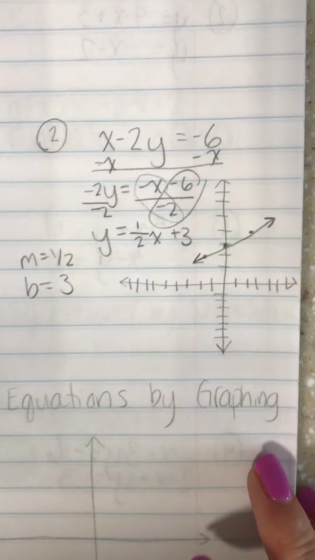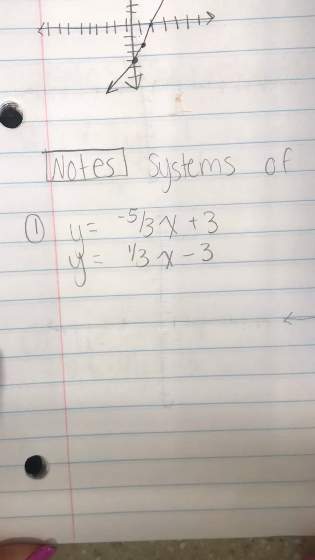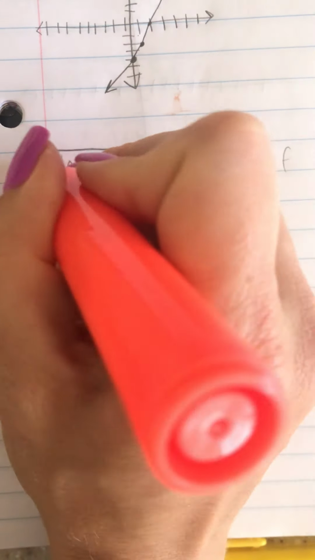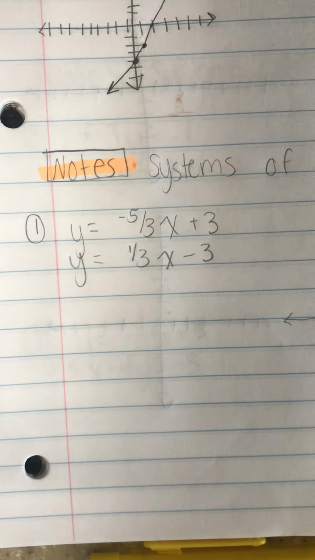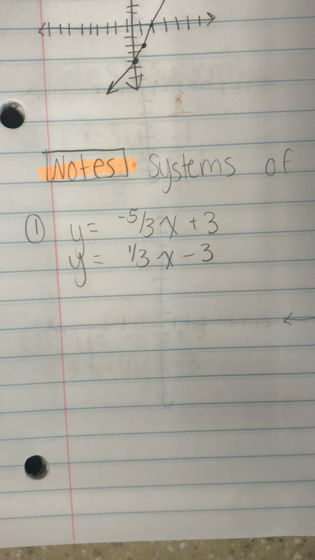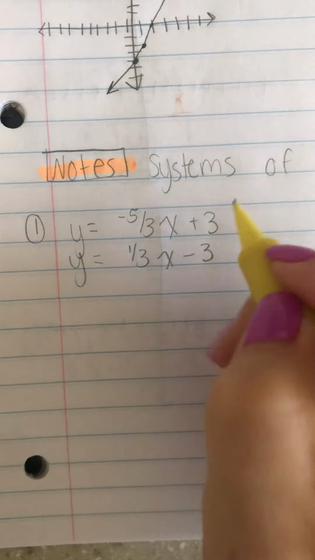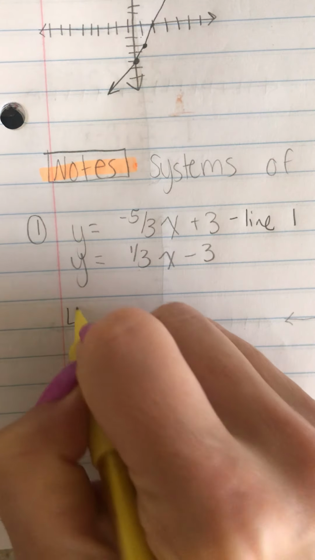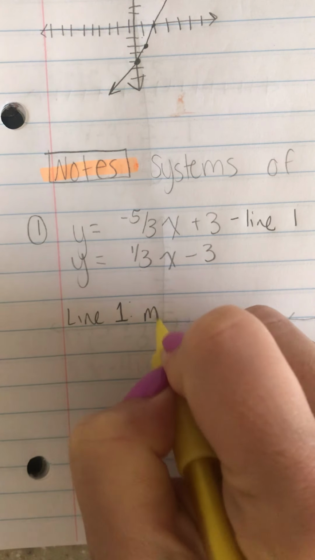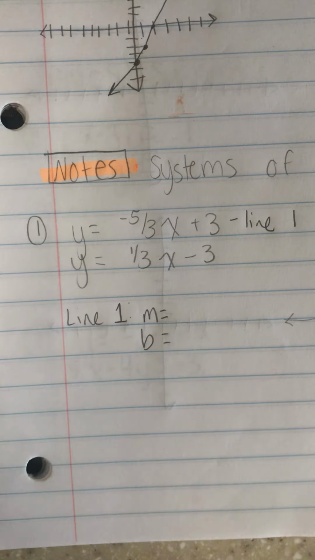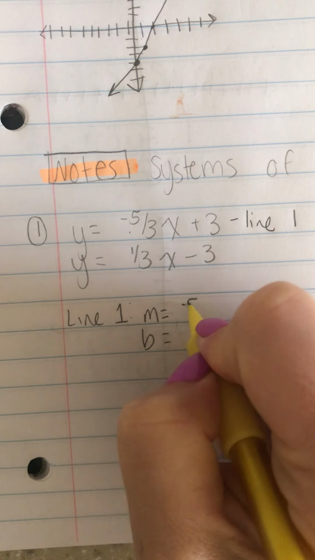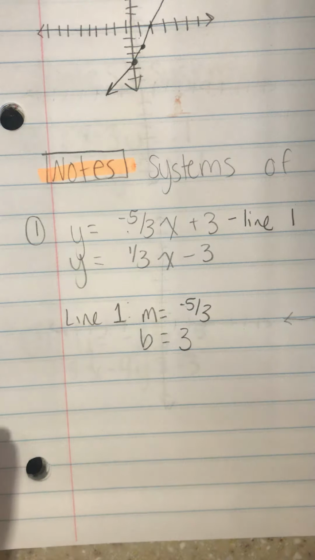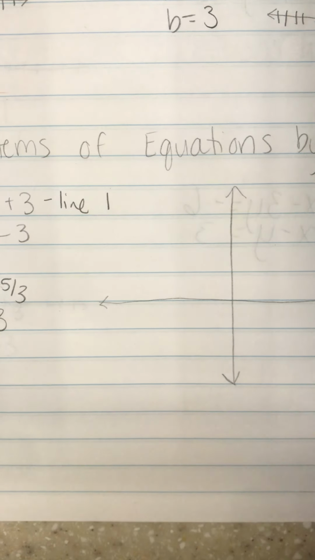Make sure you have two colors to start the notes. So systems of equations, we've done this before. We're going to start with graphing. When you have a system of equations, you have two different lines. So we're going to label this line 1. So line 1, I need to know what my slope is and what my b is. My slope is that number in front of the x. My b is 3. In that same color, which mine is pencil, we're going to graph now.